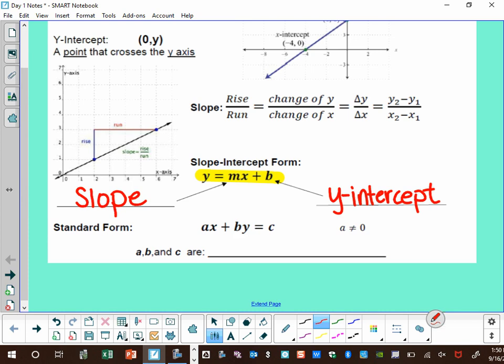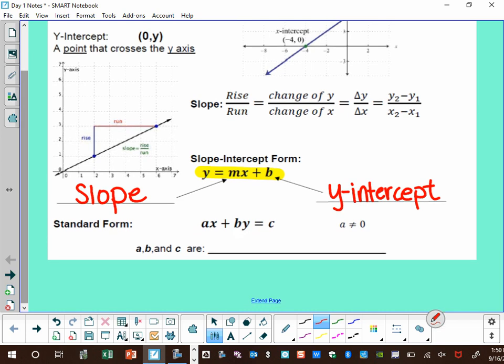All right, and then you have standard form, which is ax plus by equals c. Okay, there's another way that we can write it. A, B, and C are normally our constants. And a constant is a number.